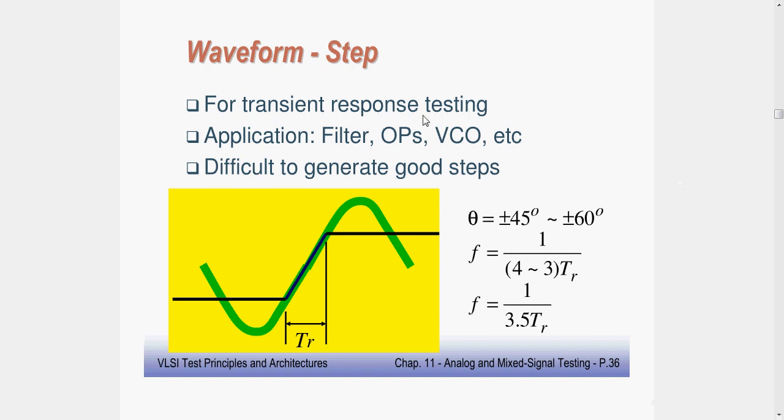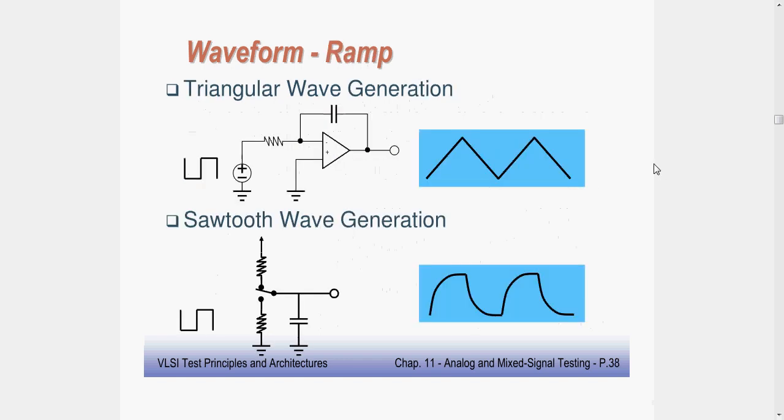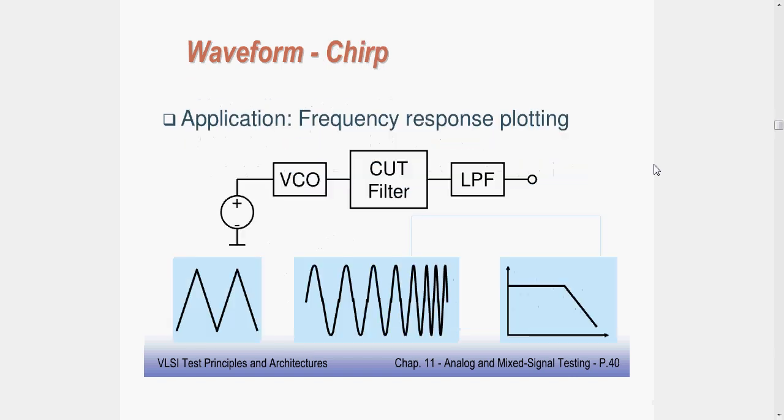For example, when you consider a step signal, we apply it for voltage controlled oscillators, filters, etc. Similarly, a step signal is a step change in voltage. It is easier to test for transient testing. If you change the frequency, it will be applied for PLL testing, and if you change the amplitude, it will be applied for AGC testing. And ramp signal, sawtooth wave generation, chirp signal, etc.